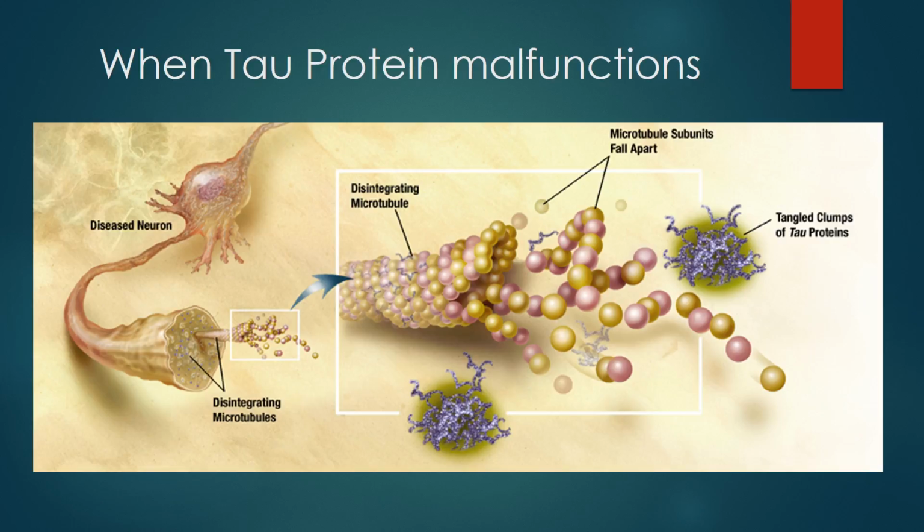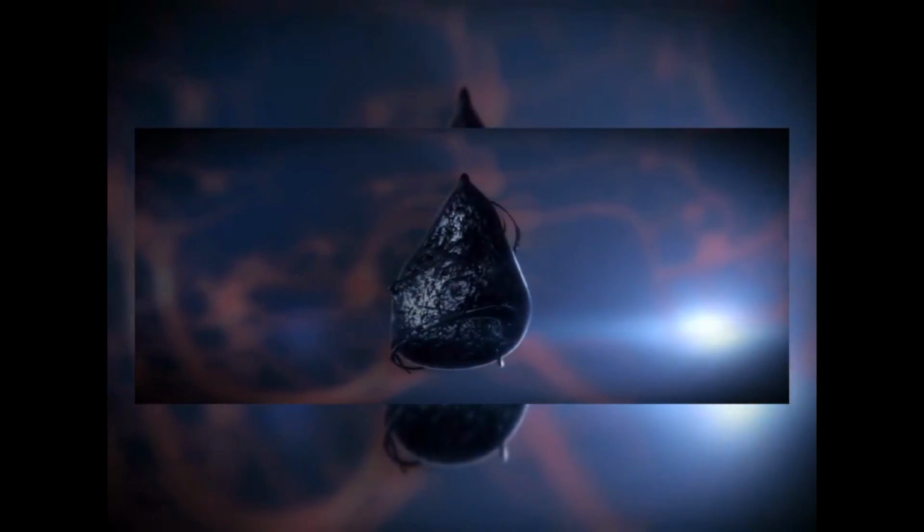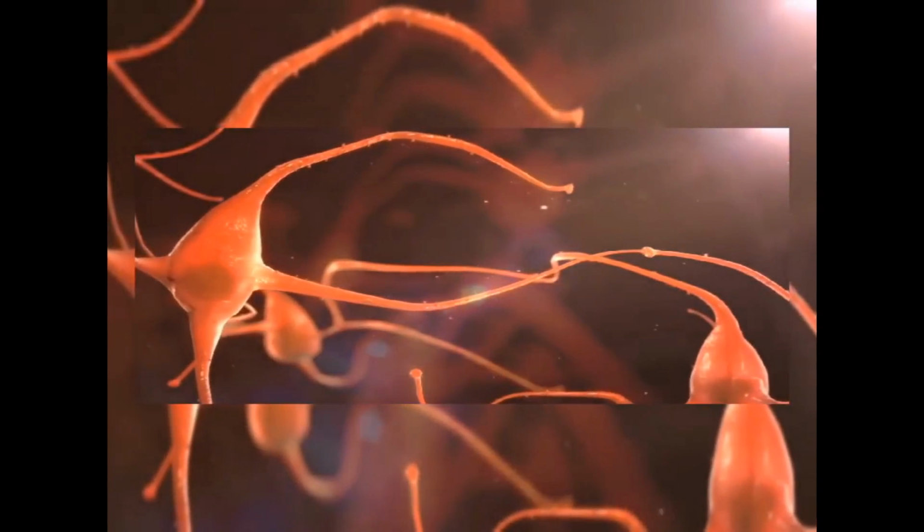The malfunction of tau protein is caused by hyperphosphorylation. Hyperphosphorylation causes tau proteins to dissociate from microtubules, which causes the formation of neurofibrillary tangles. How are neurofibrillary tangles formed?